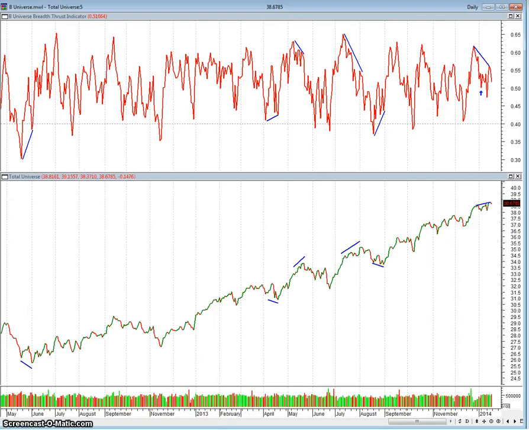And here we have our breadth thrust indicator, which is probably our shortest term breadth indicator that we use. And again, we had this higher pivot last week, and now we're ending up with a divergence. So we'll talk a lot more on how we use these divergences and over what time frame they might be effective.